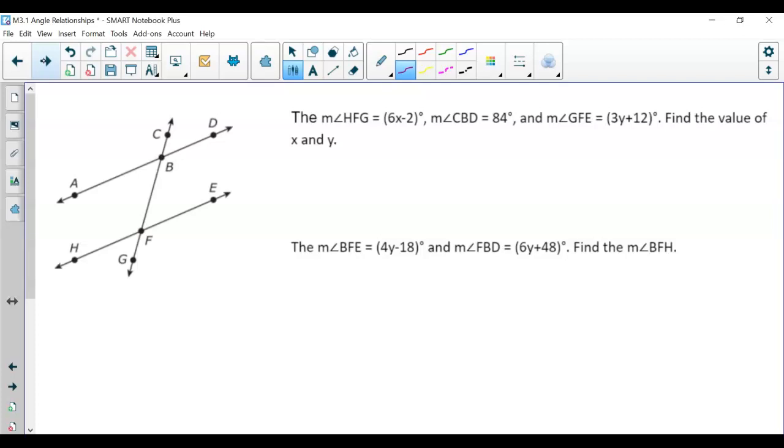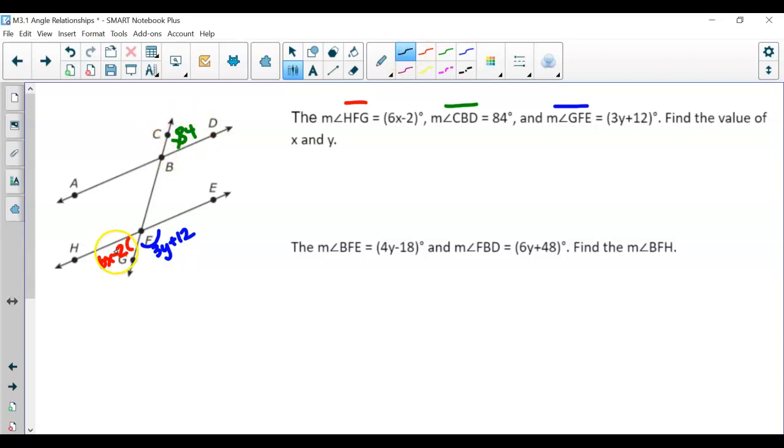Now this is going back to our parallel line angle relationships here. So again, labeling. HFG is here, 6x minus 2. Then CBD, which is here, 84 degrees. DFE, which is here, 3y plus 12. We're finding the value of x and y, so we've got to identify those relationships with the 84 degrees.